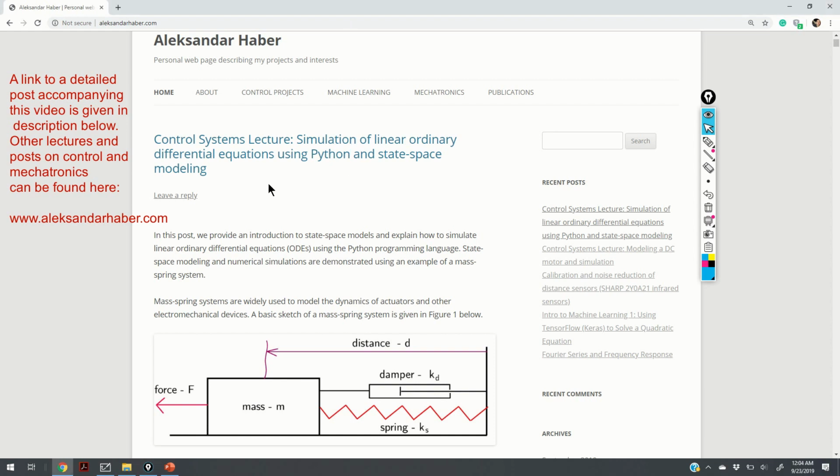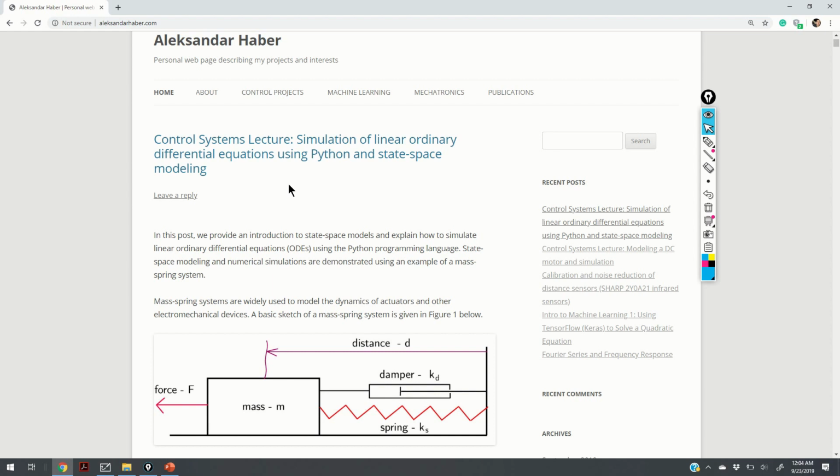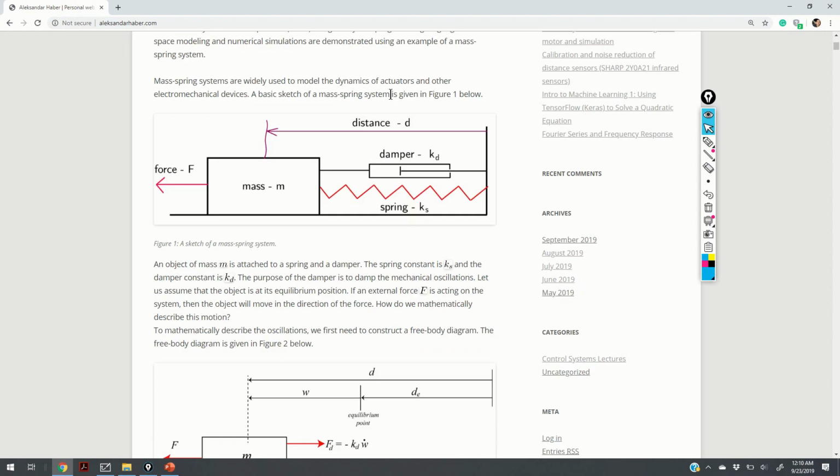So why do we start with the simulation of ordinary differential equations, while all other control theory books and lectures usually start with Laplace transformation or simple description of dynamical systems? Well, the reason is that by learning how to simulate an ordinary differential equation, we will naturally arrive at a state space description of a dynamical system. And state space description is a very important concept for understanding control systems.